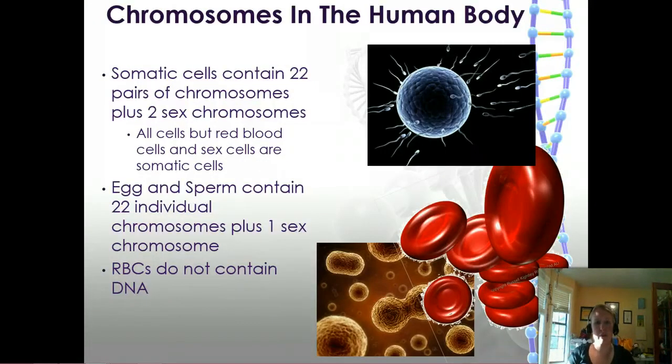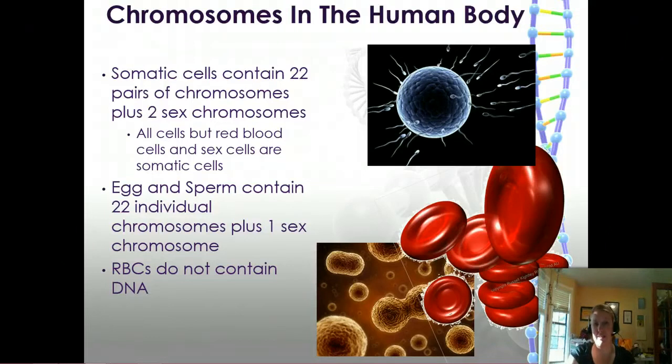So, chromosomes in the human body. Hopefully most of this is a reminder, but we have 22 pairs. It means we're diploid. They come in pairs. We have 2 number 1s, we have 2 number 2s, we have 2 number 3s, etc. We have 22 of those of our normal chromosomes, and then we have 2 sex chromosomes. Women have 2 X's and men have an X and a Y.